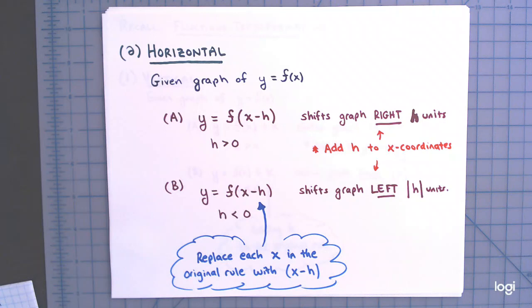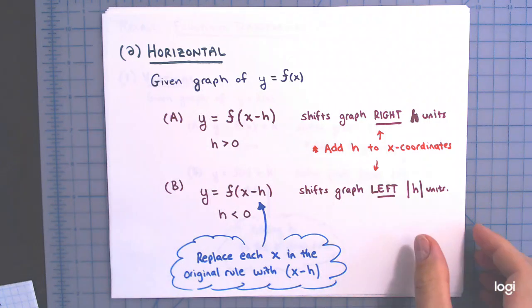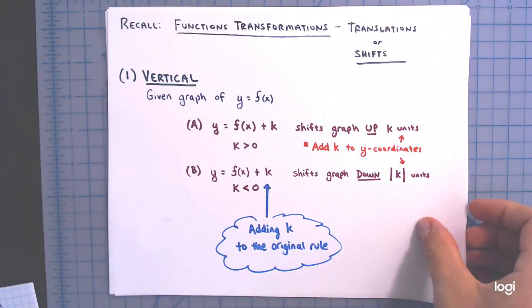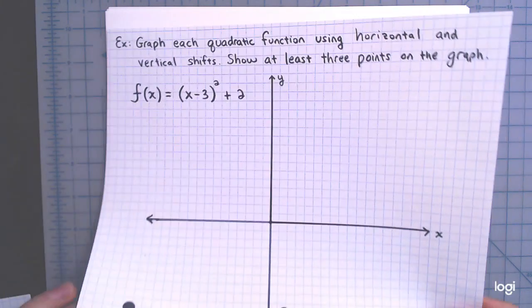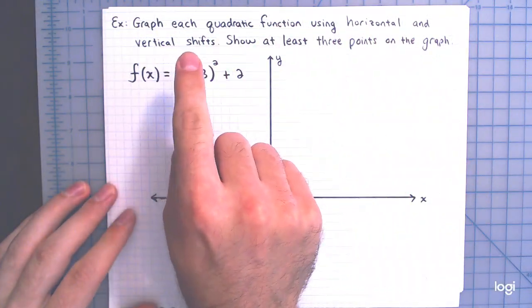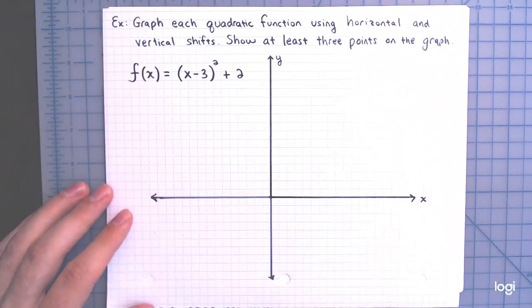All right. So again, just a quick recap of the past couple videos on what causes a vertical shift or a horizontal shift. So let's look at our examples. I have a couple examples where I'm asked to graph the following quadratic function using horizontal and vertical shifts. All right, so graph each quadratic function using horizontal and vertical shifts, and I'll show some points on the graph. We'll label some points.